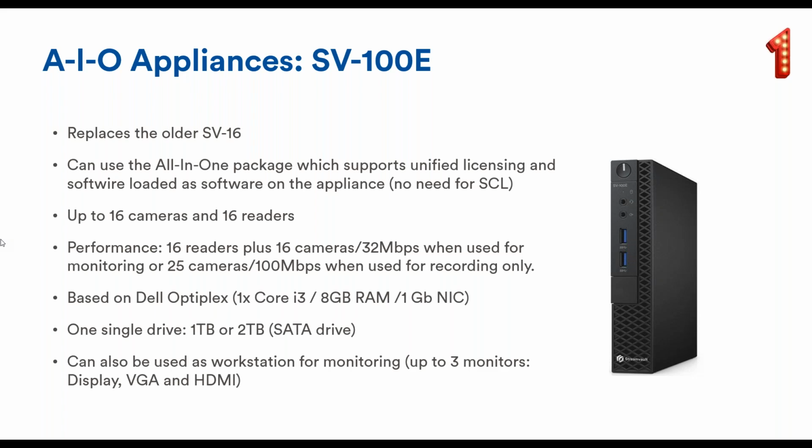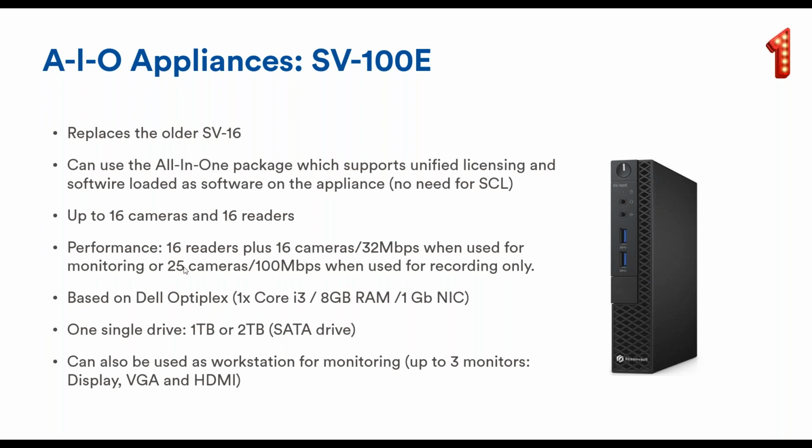This one can do up to 16 cameras and 16 readers, and 32 megabit per second. We need to be clear on the megabit per second, because you will probably hit that threshold before you hit the number of cameras that you're going to put on that appliance.